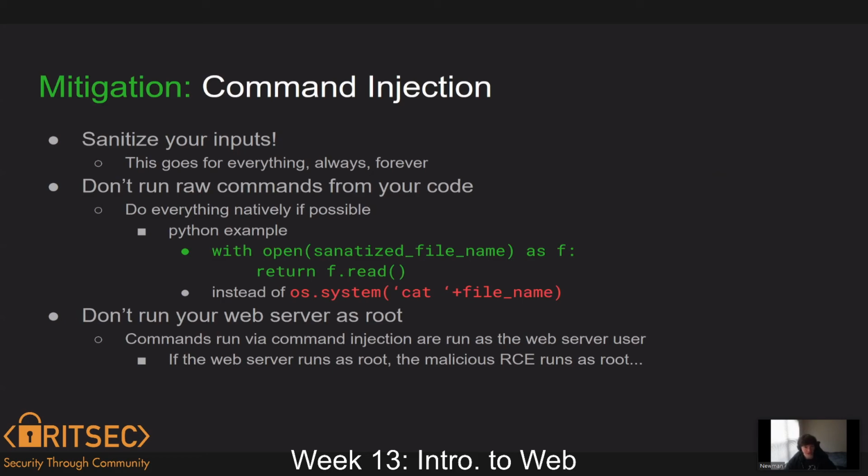But the way to prevent command injection is very similar to SQL injection. Just don't run raw shell commands from your code. If at all possible, which it usually is, try to do whatever you're trying to do with native code function calls without trying to shell out into an exec or a system call. So with Python, for example, this resume thing, we could use with open as f and then f.read instead of trying to run the cat command. And that'll actually be more efficient.